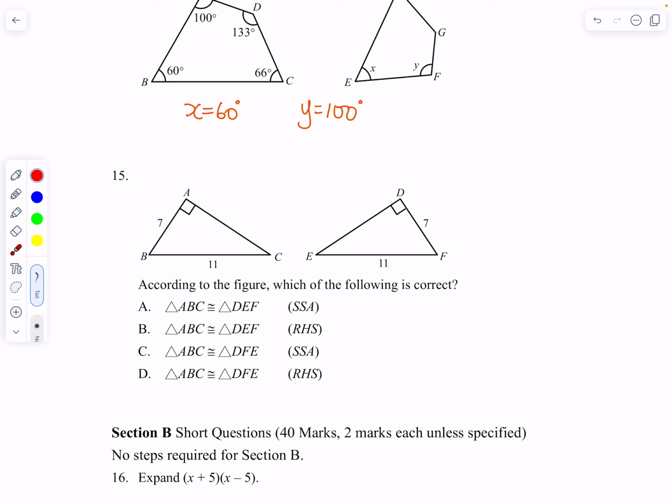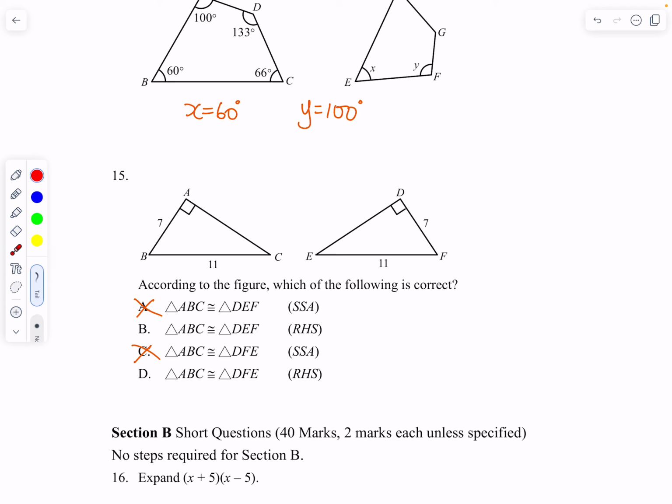What is RHS? All 5 reasons you need to know. When you sing the song, do we have SSA in the song? Side, angle, side, side, side, side, angle, side, angle, angle, angle, side. It doesn't come at all. So at least we know that this is impossible.